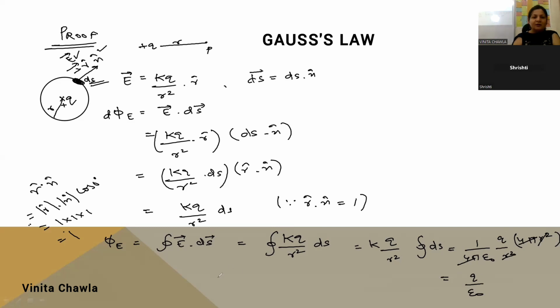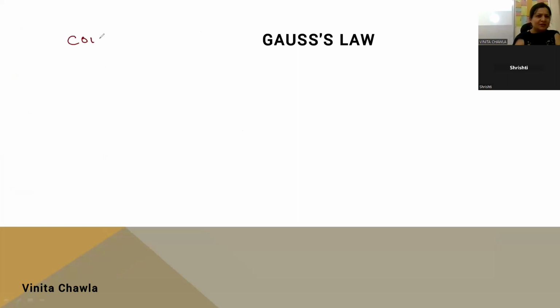So this phi e is q upon epsilon naught. Okay. This is the proof of Gauss theorem, Gauss law. Easy?